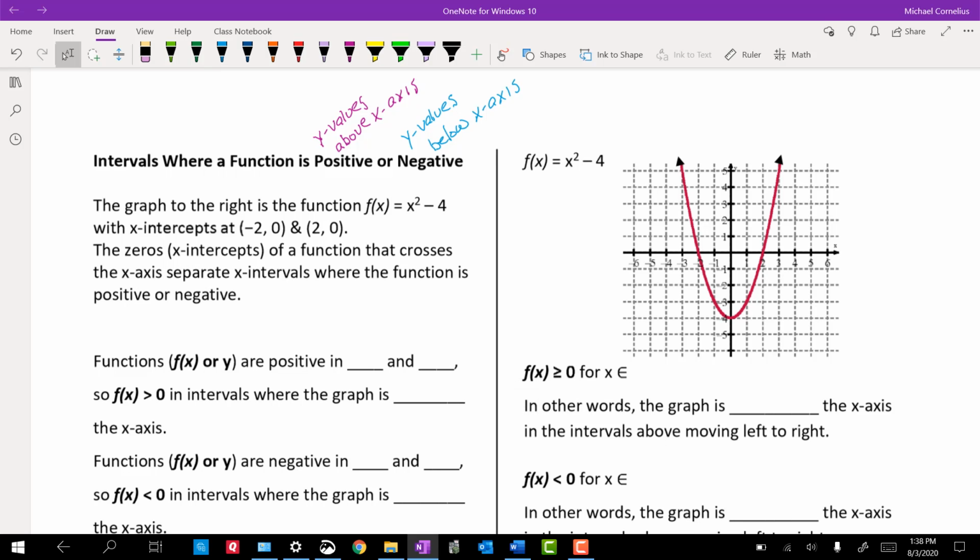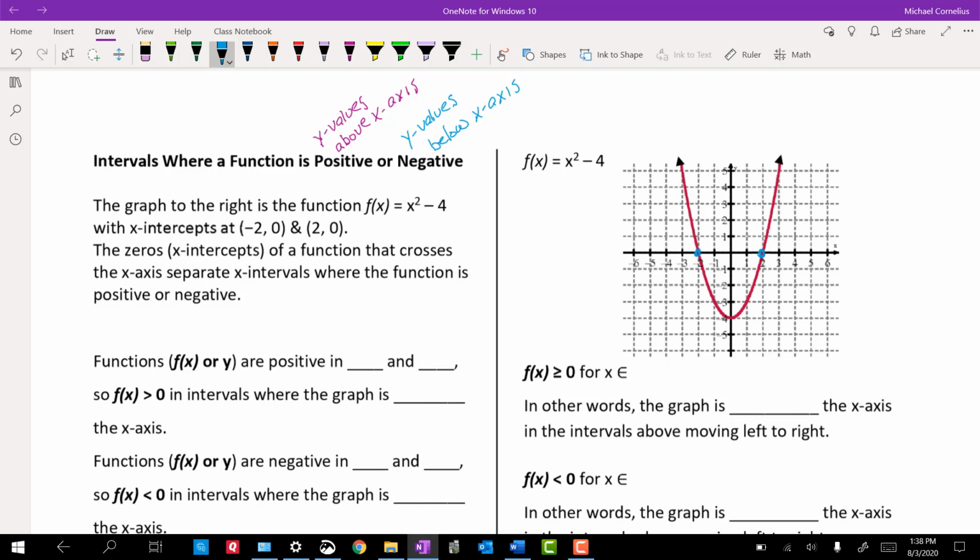But basically it says the graph to the right is the function f of x equals x squared minus 4. Okay, so we've seen a couple of those. It has x-intercepts at (-2, 0) and (2, 0). So they're telling you that it touches the x-axis here at (-2, 0) and here at (2, 0). So there's no guessing.